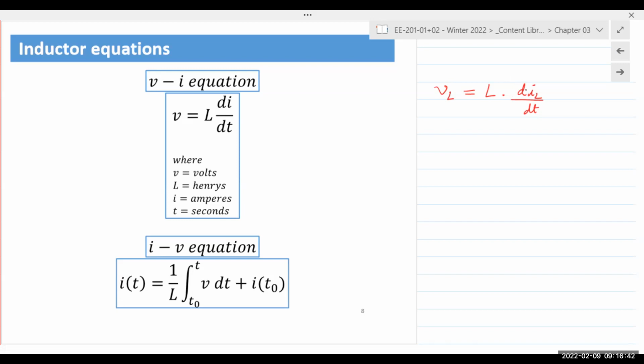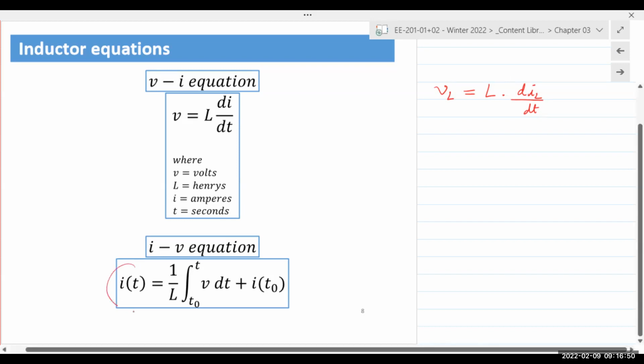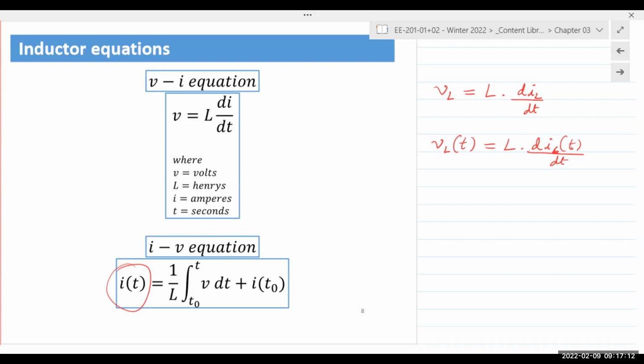Also, as I said, the voltage and current have a time dependency, so they are functions of time. So oftentimes we also use these, where I would say V_L(t) is equal to L dI_L(t) over dt. It's the exact same equation, it's just two or three different ways of writing out the notation. They all mean the exact same thing.